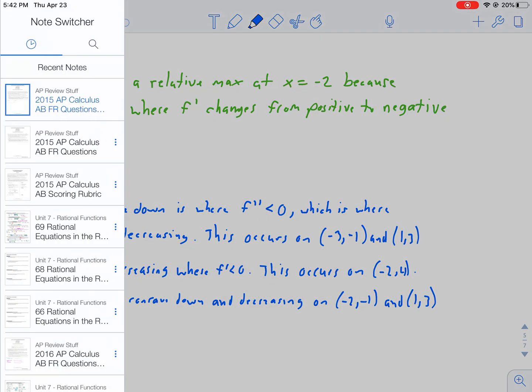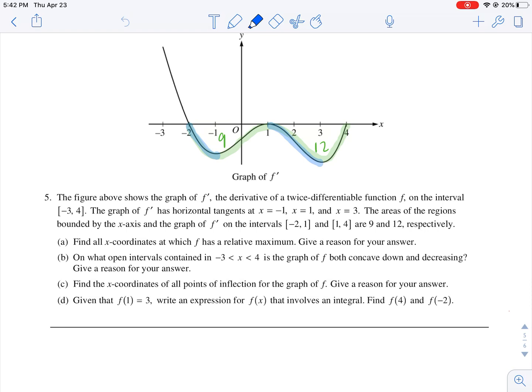So -2 to -1 and 1 to 3, because that is where the function is both below the x-axis and decreasing. Below the x-axis tells us f is decreasing, and the f prime graph decreasing itself tells us f is concave down.